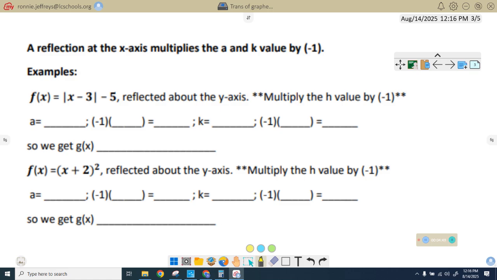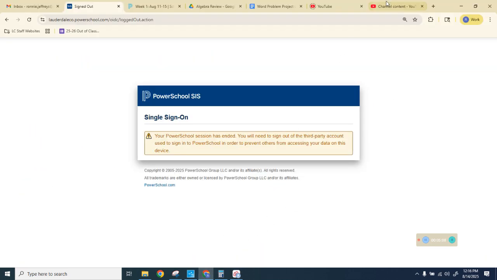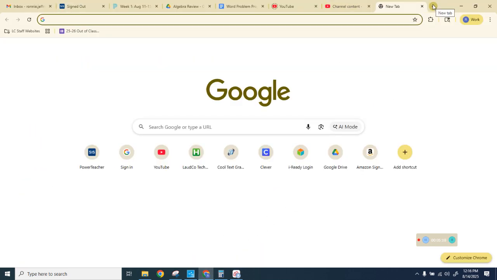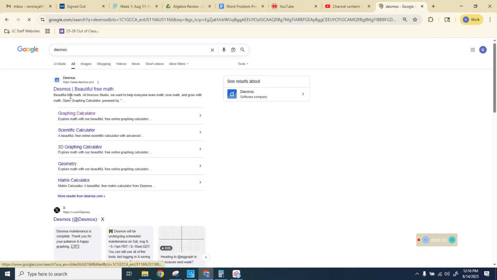All right. Now we're going about the x-axis. It's kind of the same thing. So if we were to get a visual representation of what we were doing, I should have probably had this pulled up already.